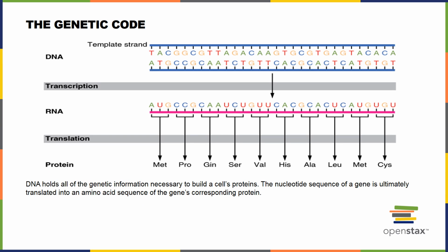Now, the genetic code consists of a 3-base sequence of DNA. Each 3-base sequence is represented by a codon. A codon is a complementary 3-base sequence on messenger RNA. So you can see that we have the template strand of DNA. Through transcription, we make RNA, and then through translation, we make the proteins.